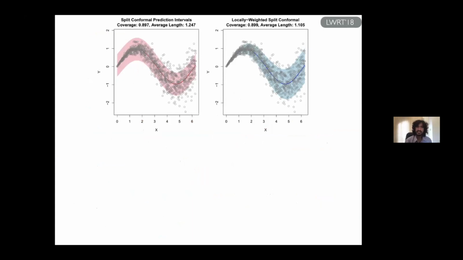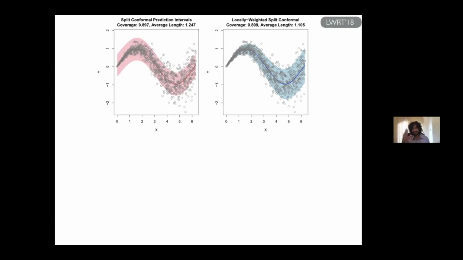So here's a simple example that will enable us to look at the effect of the algorithm as well as the effect of how we define this residual. This is an example from this LWRT 18 paper that I've written in the corner. This is Lei, G'Sell, Rinaldo, Tibshirani, Wasserman. It's a JASA paper. So here we have a univariate example. X is univariate, plotted on the X-axis, and we have our Y, which is what we're trying to predict. And in these gray circles are the data that we've observed.